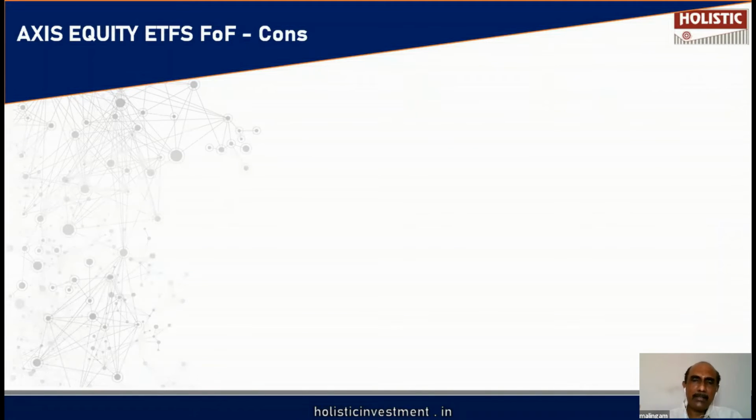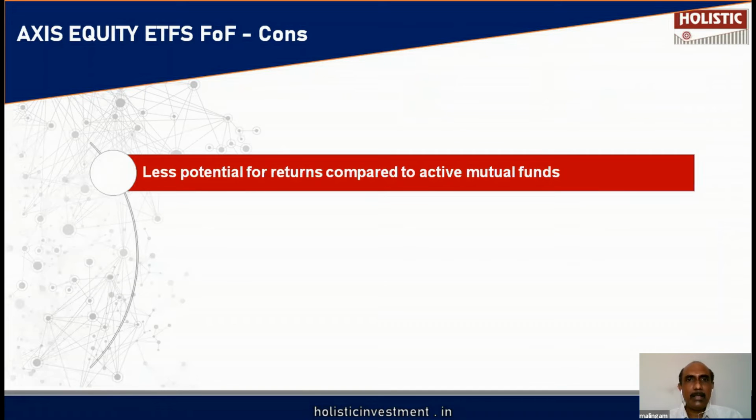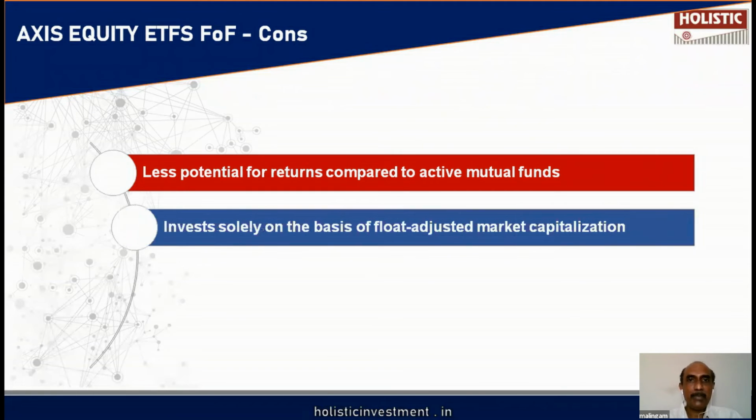We have looked at the pros, the advantages. Now is the time to look at the drawbacks, the potential demerits of this fund. Less potential for returns compared to active mutual funds. Active mutual funds can pick and choose the best of the best stocks in an index and construct a portfolio. So they have better chances of generating returns than an index fund. That way, this fund has less potential compared to an actively managed mutual fund.